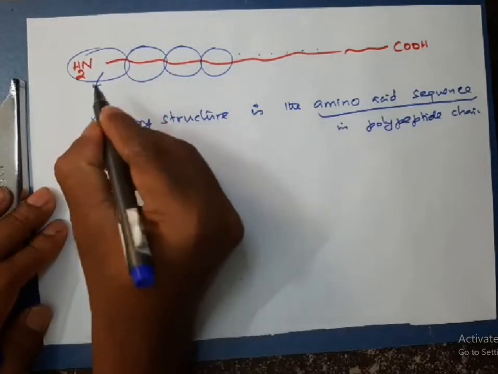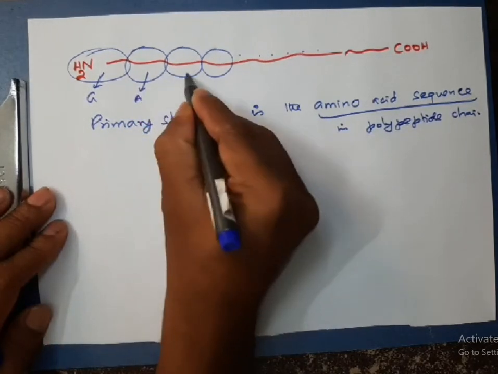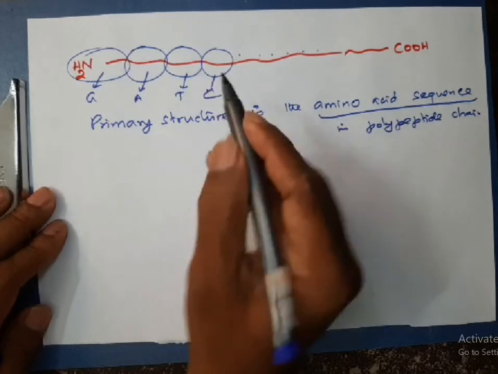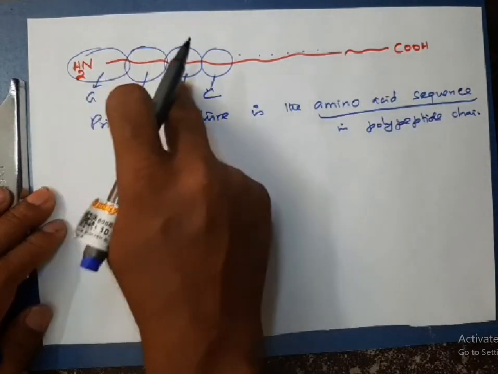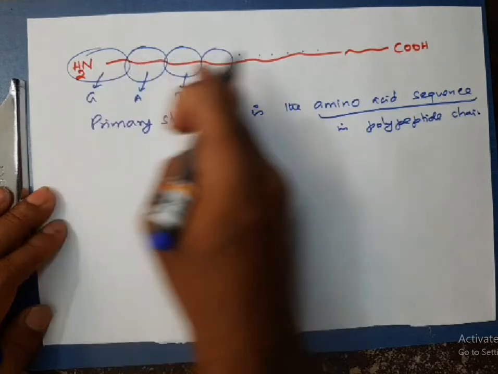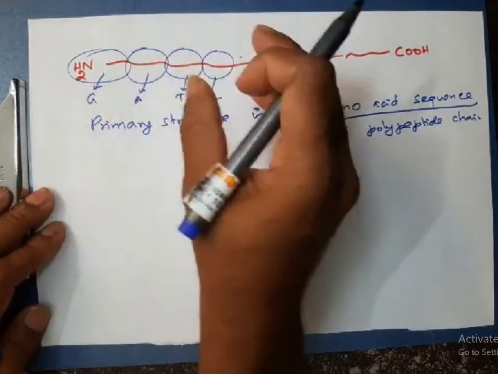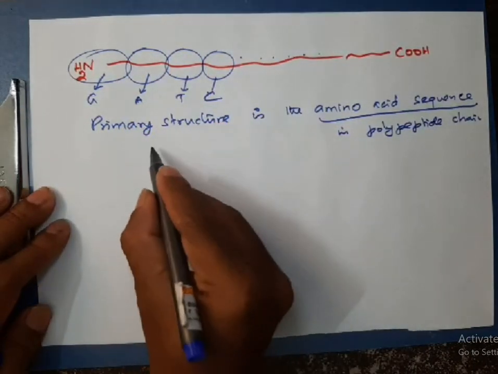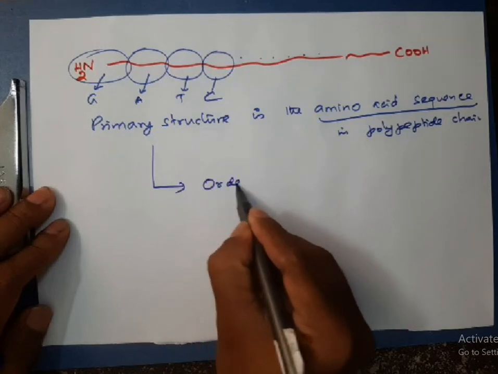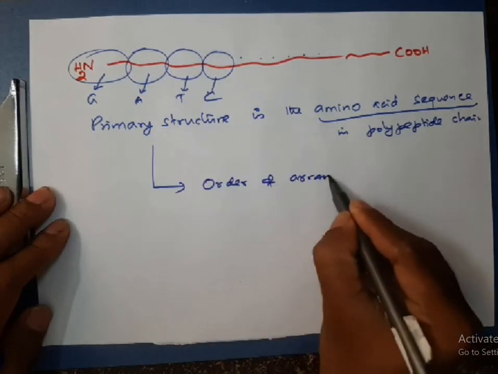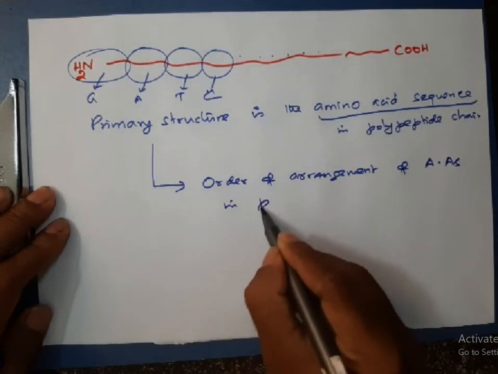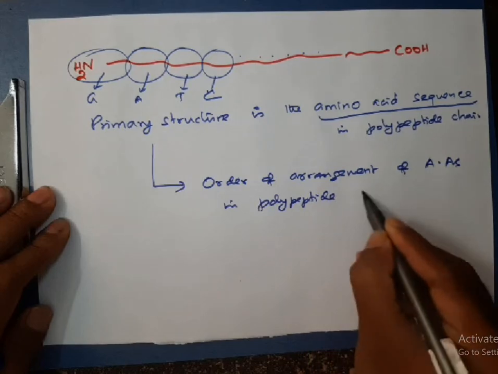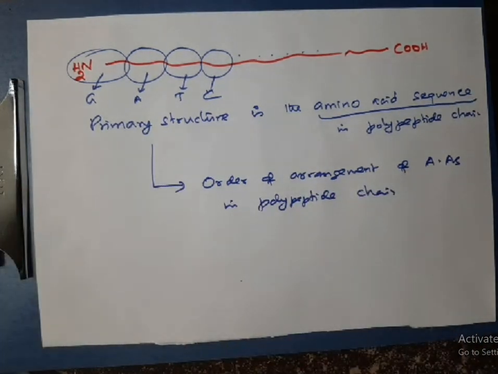Is the N-terminal amino acid glycine or not? Next, is it alanine or not? Is this tryptophan or not? Then cysteine or not, like that. Whatever amino acids are present from N-terminal to C-terminal, if you identify the amino acid order, the primary structure tells you about the order of arrangement. I can write it like this also: order of arrangement of amino acids in a polypeptide chain. Sequence, or you can also say order of arrangement. In what order the amino acid molecules are arranged.